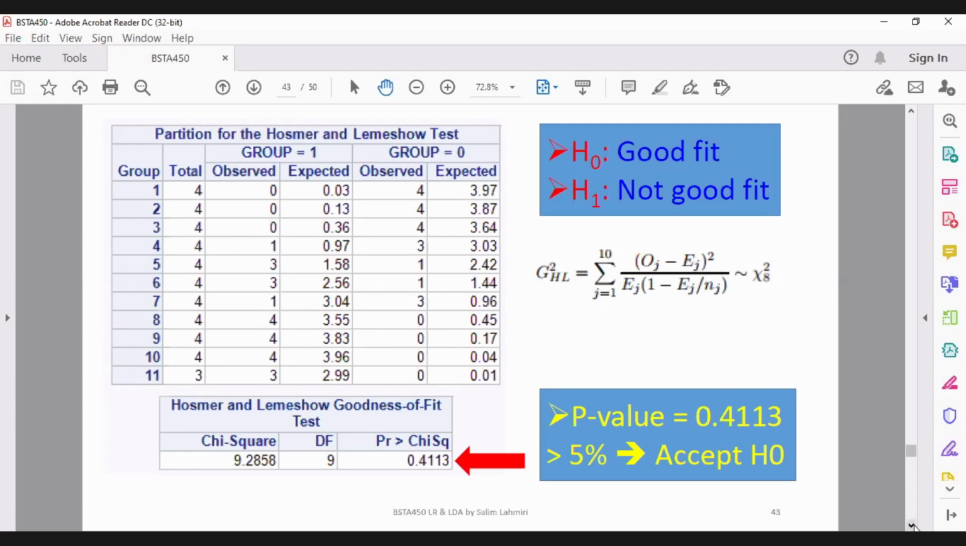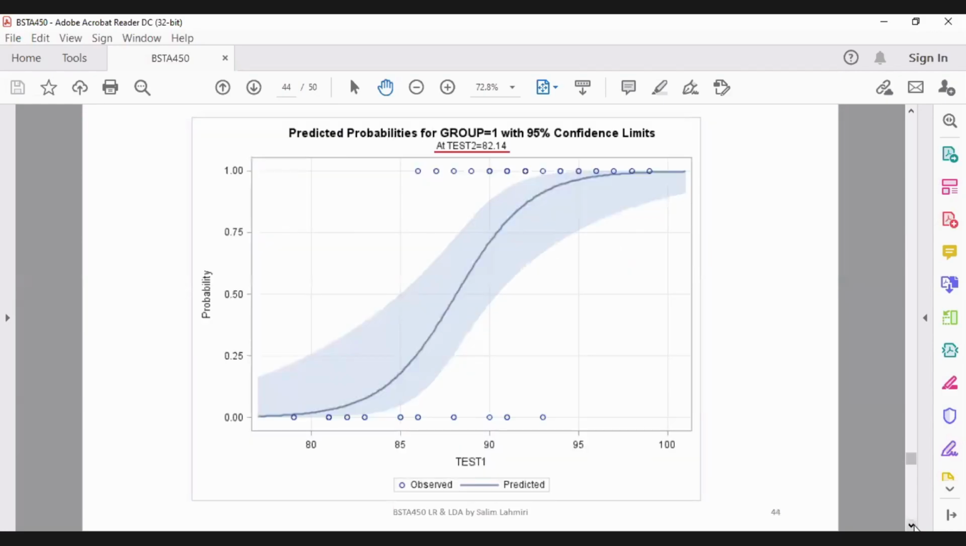So this is the plot of probabilities. The circles indicate observed probabilities or observed samples, and this solid line is showing the predicted values, and this dashed area is representing the 95% confidence interval for group equal to 1.